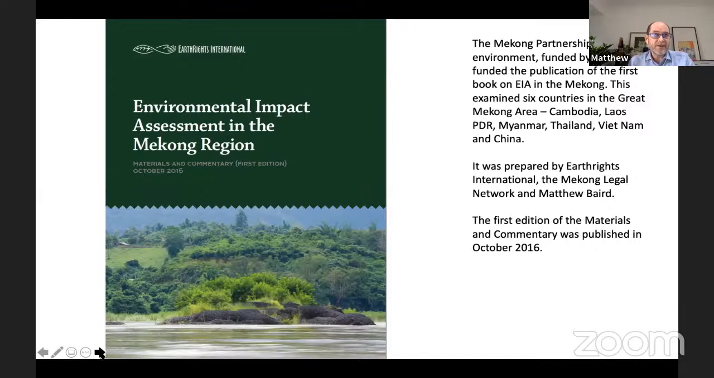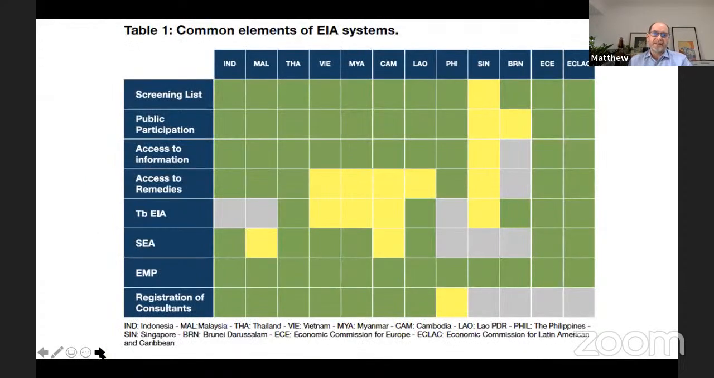But since sort of 2014, I've been looking quite a lot at the role of environmental impact assessment, not only in the Greater Mekong area, but in ASEAN. And as I often like to do, I start with the conclusion. And so this is a table we'll come back to at the end of the presentation, which looks at the 10 member states of ASEAN, plus the two columns on the right, which are the Economic Commission for Europe and the Economic Commission for Latin America and the Caribbean. And they're two areas that have got some degree of commonality for environmental impact assessment. And we'll come to some of those regional agreements a bit later. But these are the eight topics that I have looked at and focused on, looking at the idea of commonality.